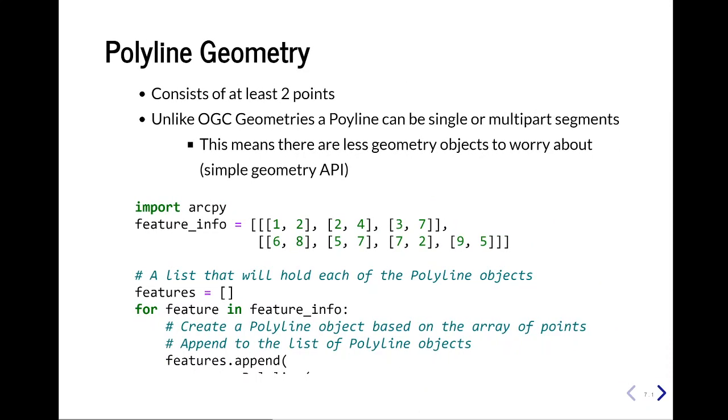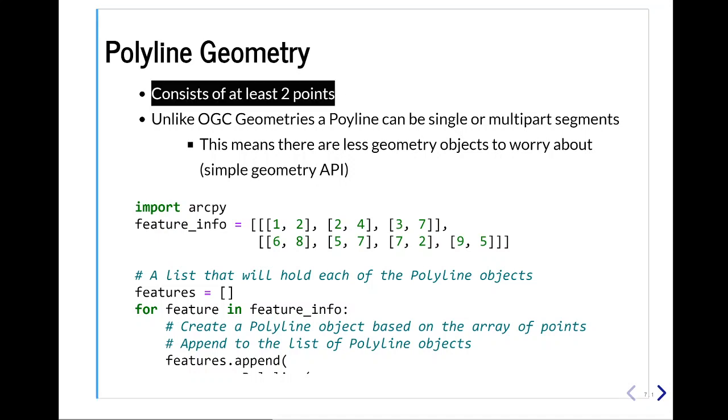So a polyline must have at least 2 points. Unlike OGC geometries, which are what you would see if you had a GeoJSON file, polylines can be both single and multi-part. With OGC, if you have a line string, that consists of a single polyline geometry. And if you have a multi-line string, it's just like what we created before with those 3 arrays, the multi-part geometry. This means that there are fewer geometry types to worry about in our API. So the geometry API in ArcPy is inherently simple because they've basically obfuscated all that complexity, and you only need to know that you're working with lines or polygons or points or point.